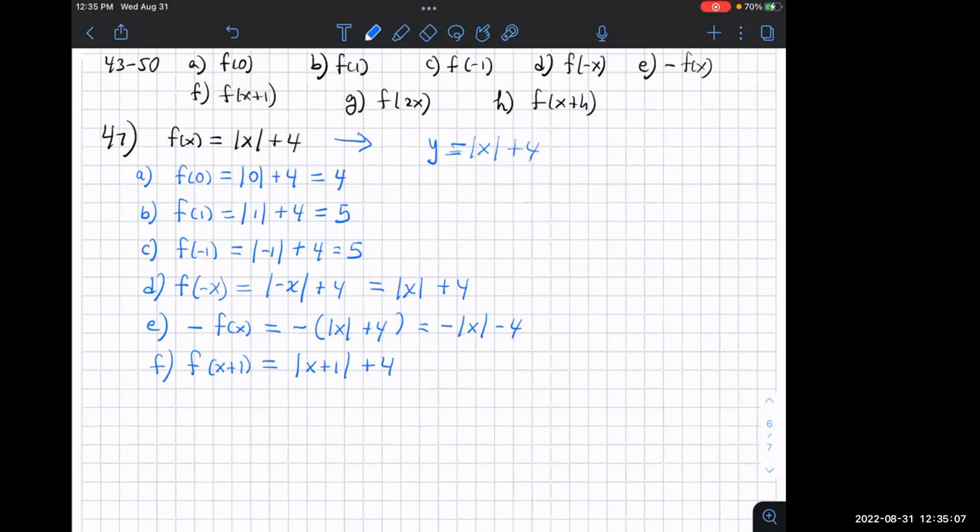Okay, G. What is f of 2x? Absolute value of 2x plus 4. Very good. H, f of x plus h. Absolute value of x plus h plus 4. Very good. Okay. Any questions?